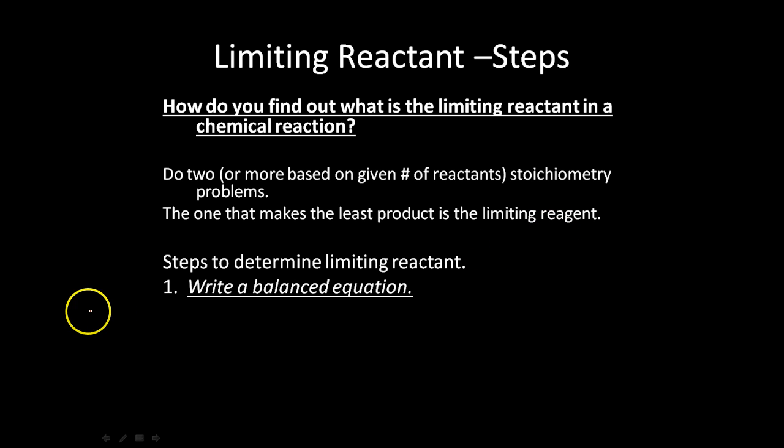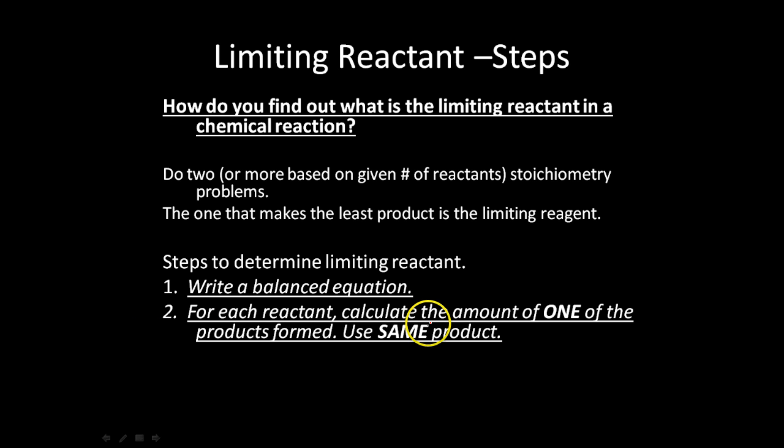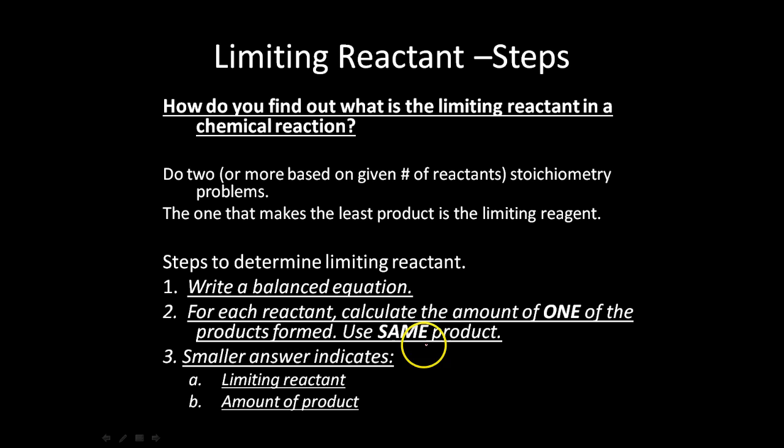Step 1, you have to have a balanced chemical equation. That is necessary in order to do this stoichiometry. Step 2, for each reactant, calculate the amount of one of the products formed, using the same product each time. You have to go to the same product each time, even if there are multiple products that can be formed. Finally, the smallest answer indicates the limiting reactant. All of the other reactants are in excess. And then the smallest number also indicates how much product total you can form.